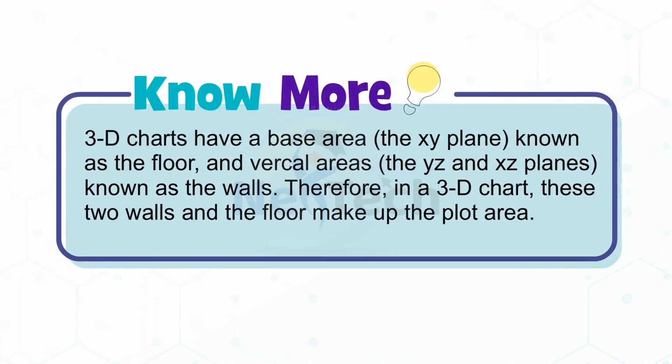3D charts have a base area, the side plane, known as the floor, and vertical areas, the YZ and XZ planes, known as the walls. Therefore, in a 3D chart, these two walls and the floor make up the plot area.